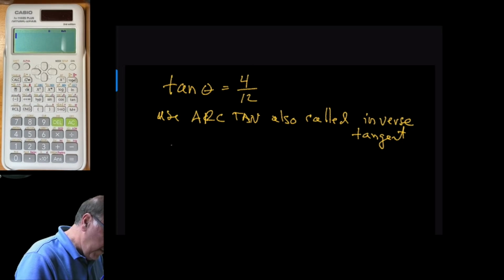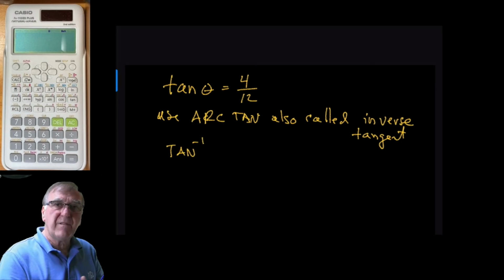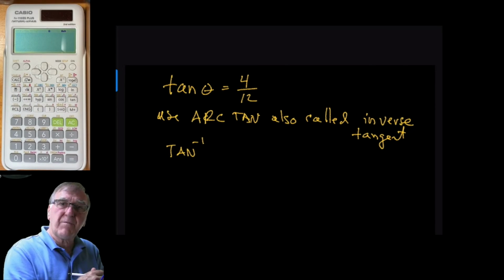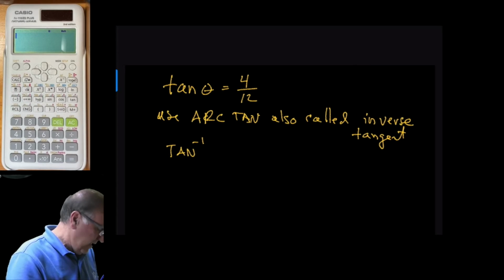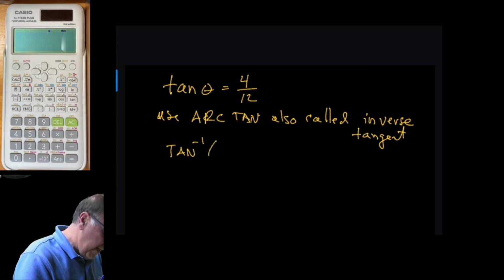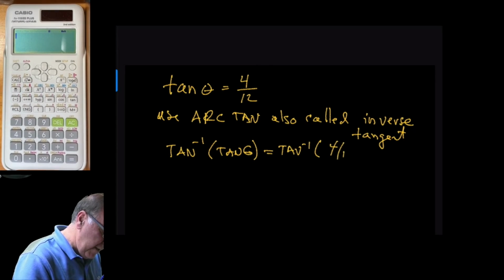So we denote that as the tan to the minus 1 power, just as you would have 1 over x, and x can also be expressed as x to the minus 1 because it's in the denominator. The arctan of the tangent of theta would be equal to the arctangent of 4 divided by 12. So theta would equal 18.4 degrees.